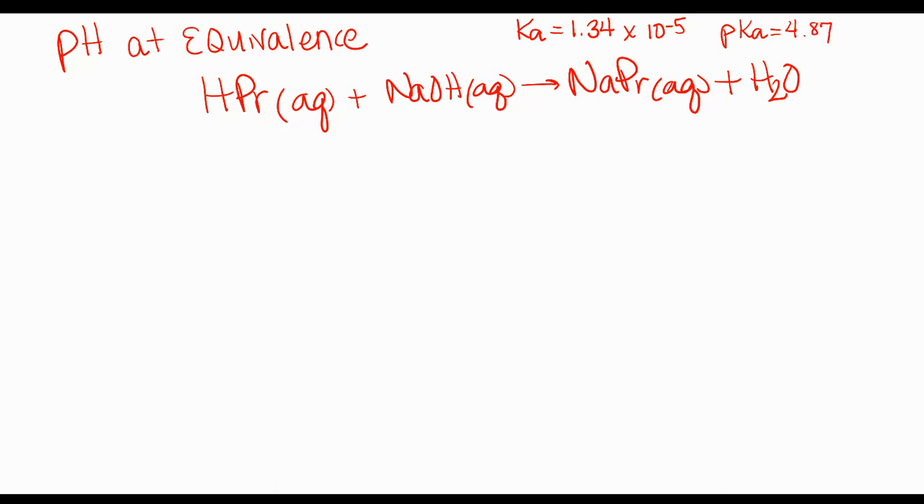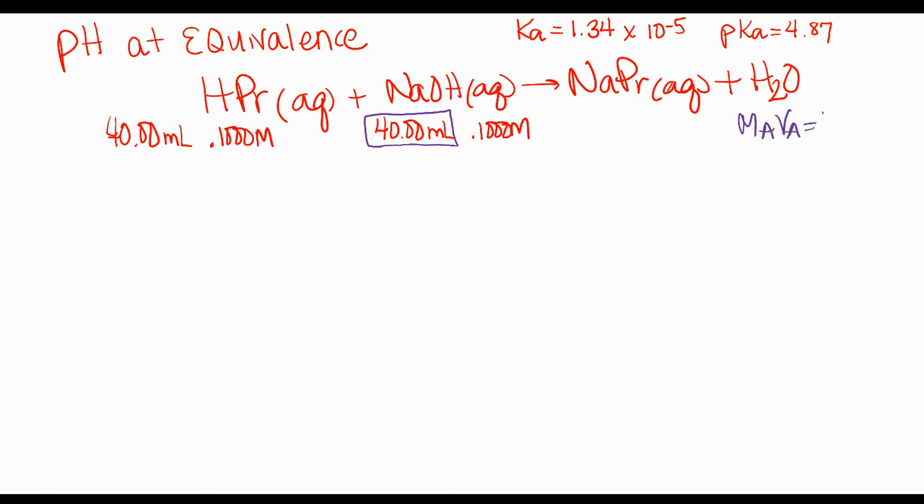All right, so here's the thing. Here were our numbers. We had 40 mils at 0.1 molar of acid and 40 mils of 0.1 molar of base. That's the definition of equivalence point. They are fully neutralized. So how did I get this number of 40 mils for the base? It was from MAVA equals MBVB.